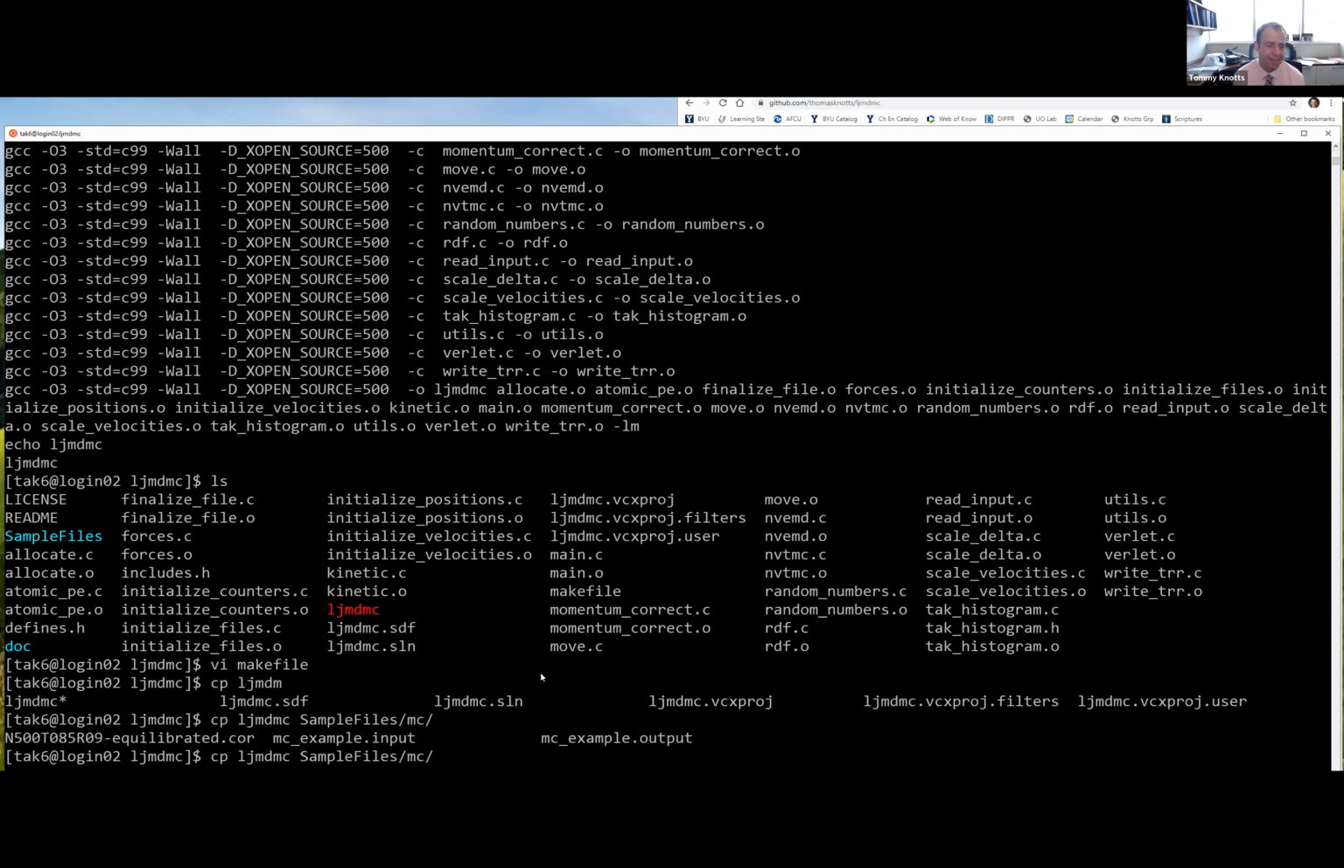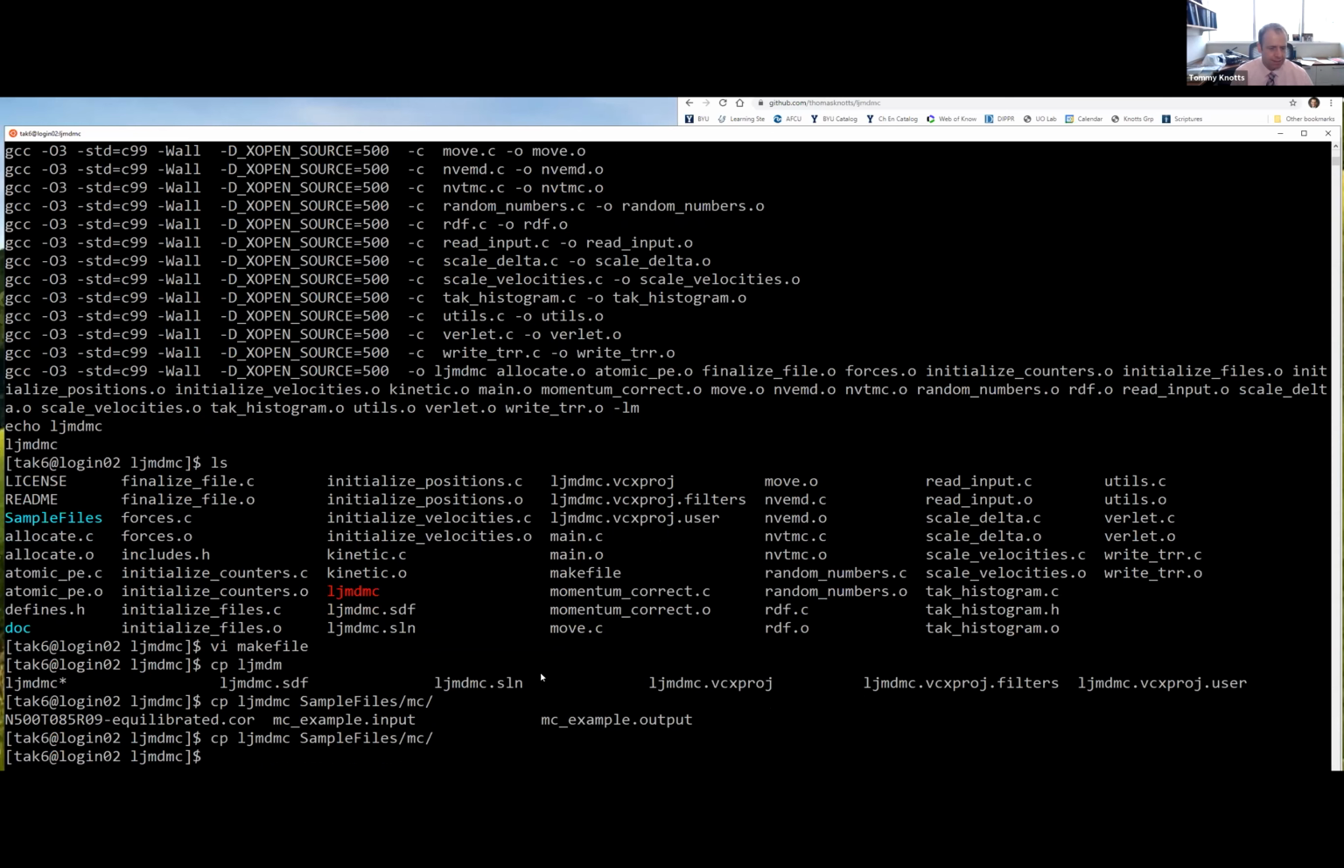I've got examples here for MD and MC. We haven't talked about MD, but I'm putting it in the MC folder. And so now I'm going to go into the sample files where I just copied this, and we're going to run a little quick simulation. So let me know if you didn't get it copied.